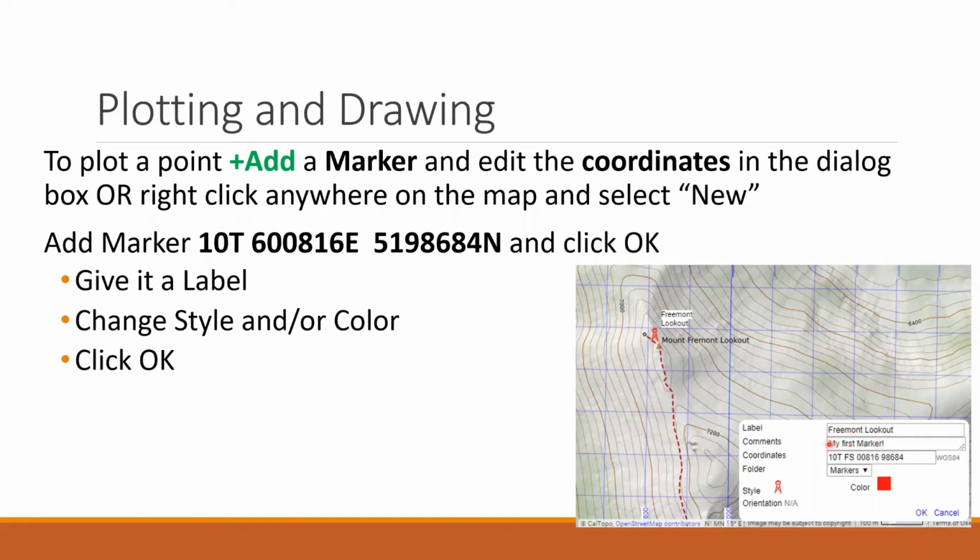Comments, I'm not sure if that comes up on the map or if that's just information if you go into the point to look at it. I'm pretty sure that's all it does. And then folders, which we'll get into later, you can switch it into different folders that you create or that are automatically created. So add marker and click OK, give it a label.